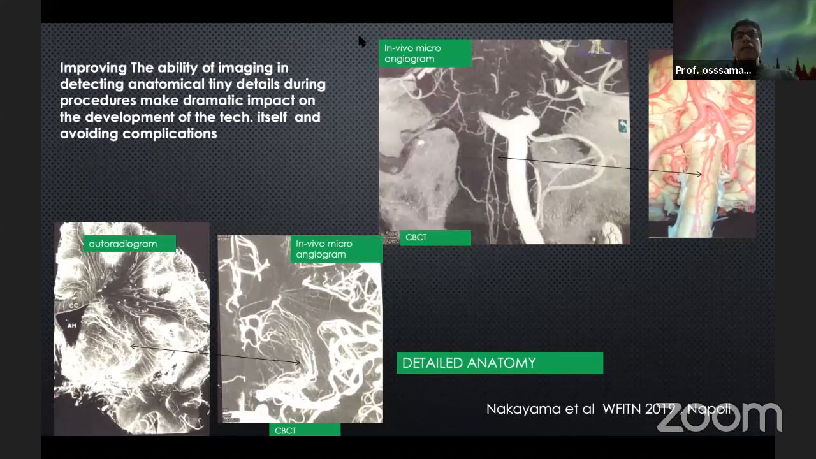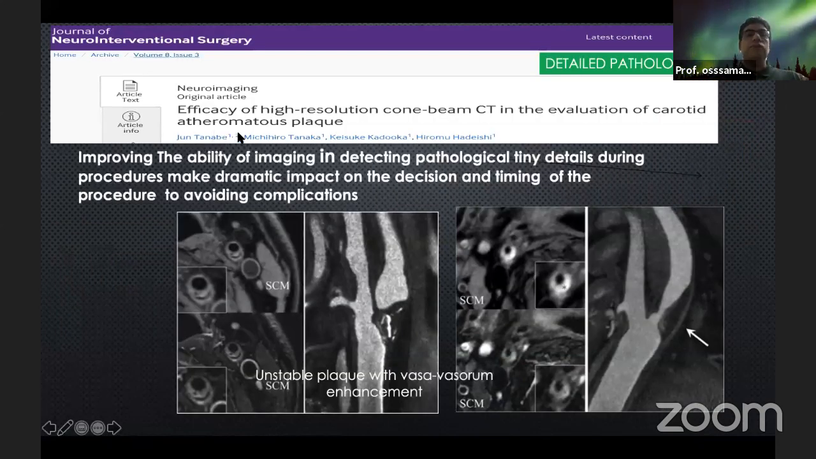And when we come to the pathology, there is also very interesting work from the same group of researchers. They are improving the ability of the imaging to detect the pathological process. Like in this image, they used the COMPIM technology to differentiate between stable and unstable plaque. The unstable plaque with vasa vasorum is in the right side image, while the left side image shows a stable plaque without vasa vasorum enhancement. And during the procedure, you can use this information to use, for example, a distal embolization device when you decide to stent such a lesion.